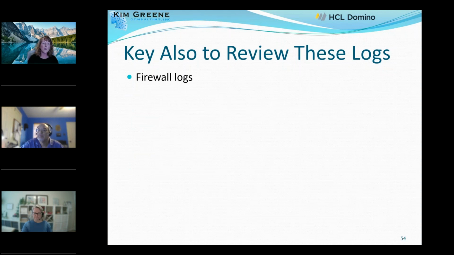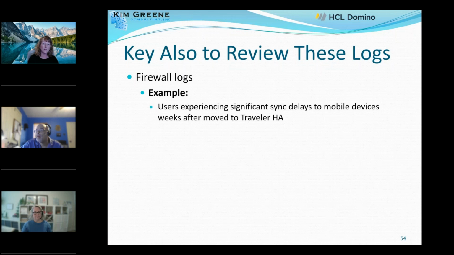So here's an example for firewall logs. We had a situation where users were experiencing a lot of delays when they were connecting their mobile devices, their sync delays. And this was a situation where the customer had implemented high availability in the Traveler server, but again, it was something that happened weeks before. So why all of a sudden are the users having sync issues?